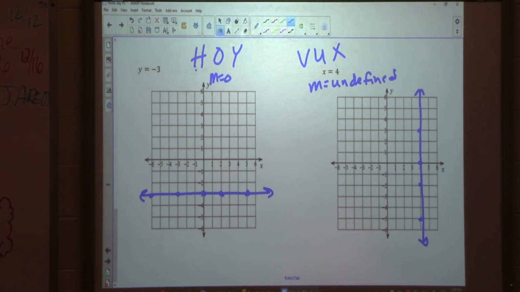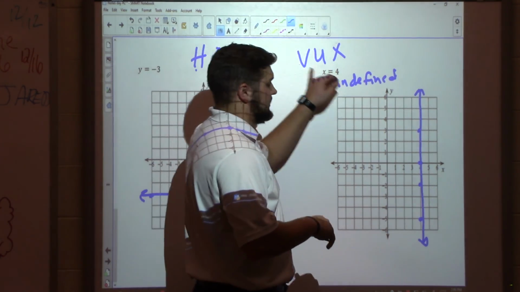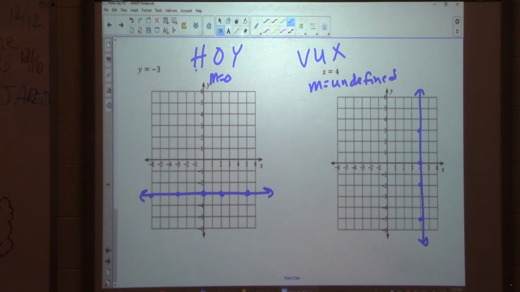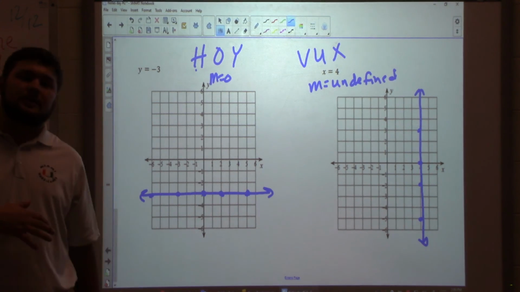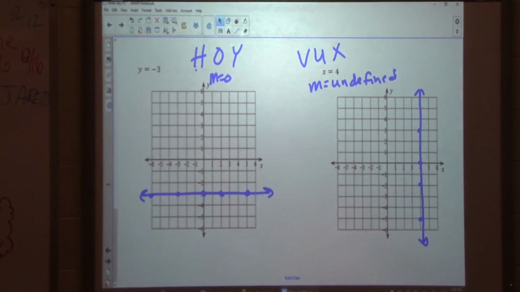So there's 2 different ways to remember it. y equals is horizontal, x equals is vertical. Any questions, guys? We're not going to spend any more time reviewing how to graph a line, but we will use that tool when we get farther into our unit. Someone had a question.